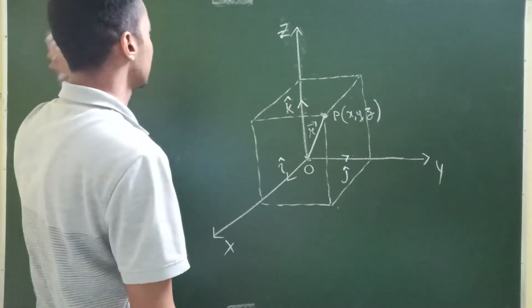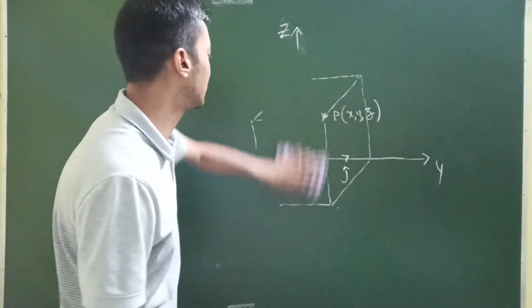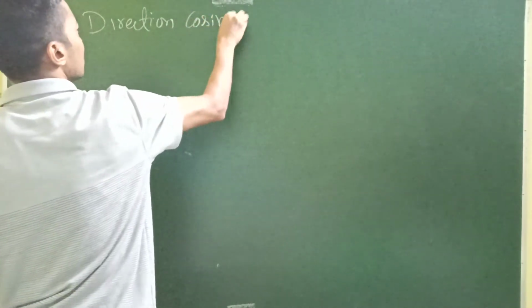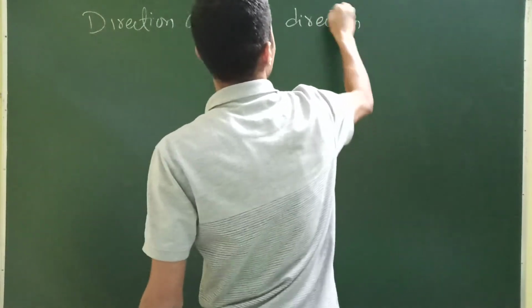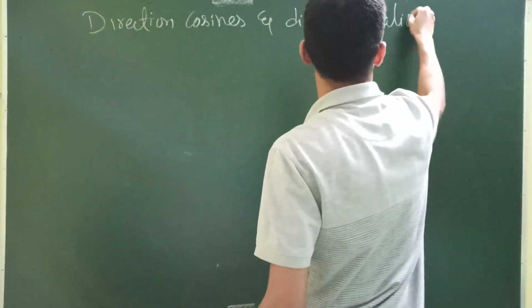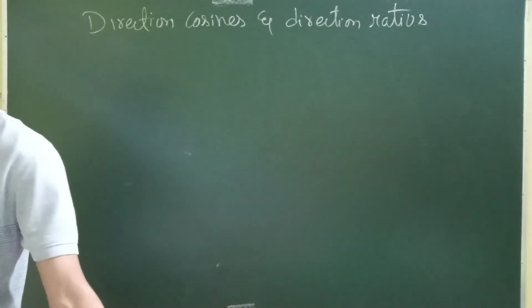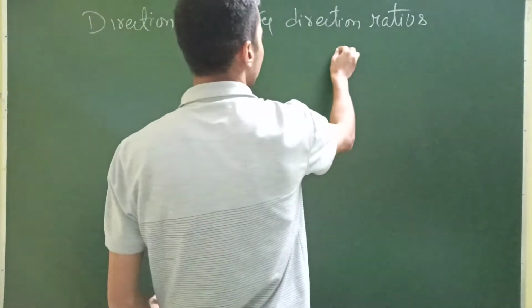Then the next important topic, I'll just rub this off once again. I will need a fresh diagram. You can also draw your diagram once again, because the next important topics will be direction cosines and direction ratios. So for that, of course, I'll need another three-dimensional space. So let us draw another three-dimensional space properly.